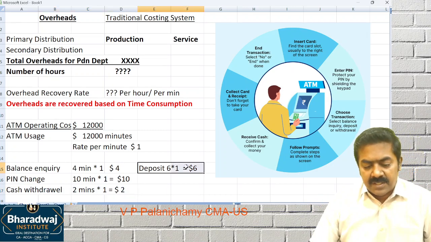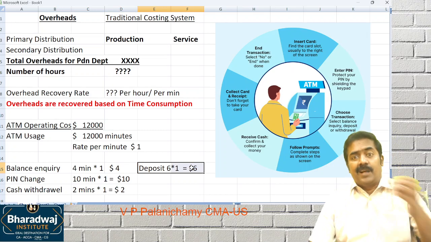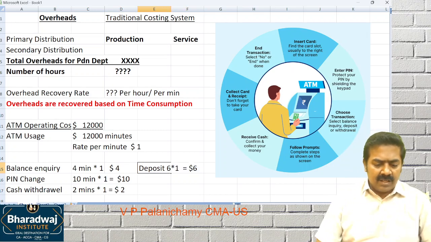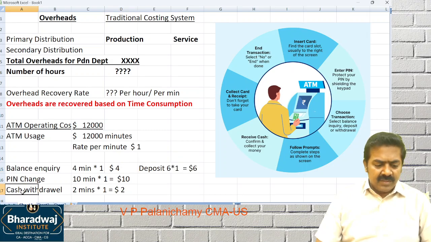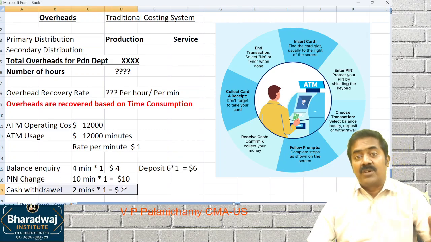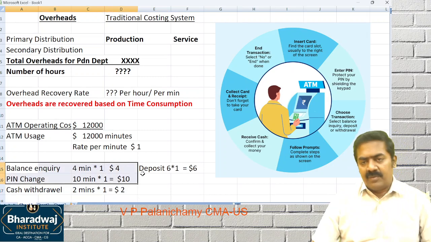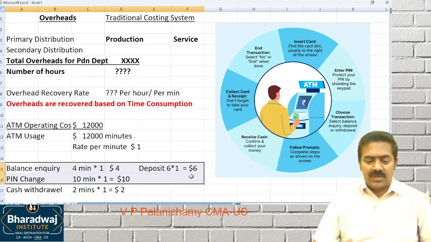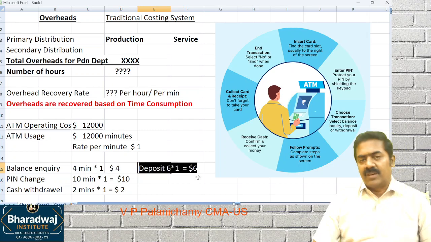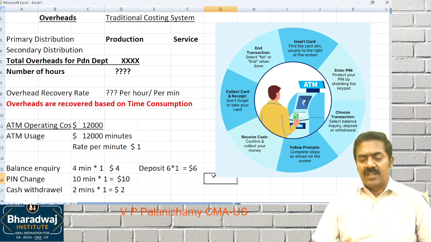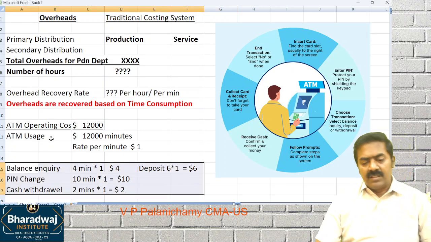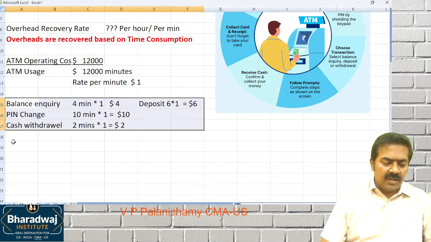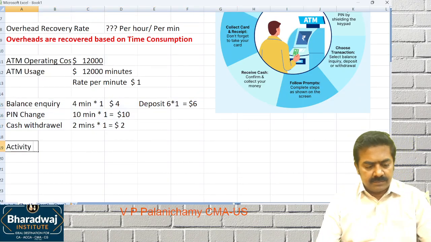And for a person depositing money, actually you should not charge anything because money comes into the bank. But you are charging $6. So you are charging less for a person who is using more resources and more for a person who is using fewer resources, and you are charging a good amount to the customer who is giving resources to us by depositing money with us. So the next method is activity-based costing.